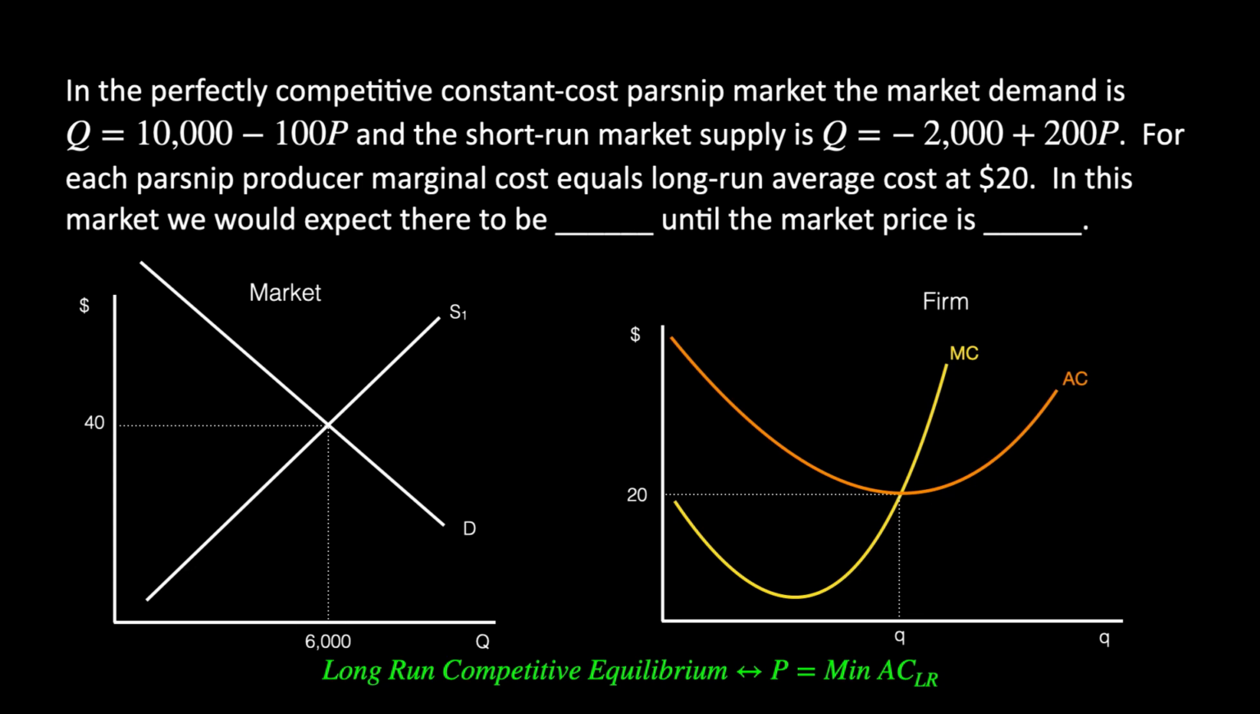Since price is greater than average cost, economic profit is positive. This implies that firms will enter the parsnip market. The entry will cause the supply curve to shift right. This entry will take place until price is equal to the minimum of long-run average cost. This is where profit will be zero, and firms will no longer have a desire to enter or exit the market.